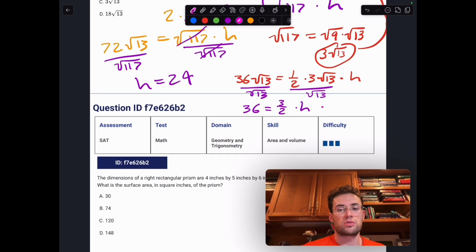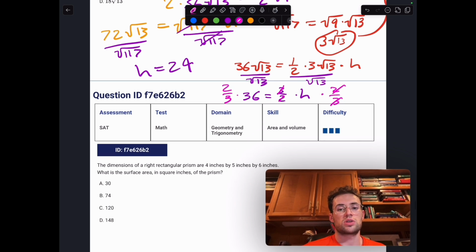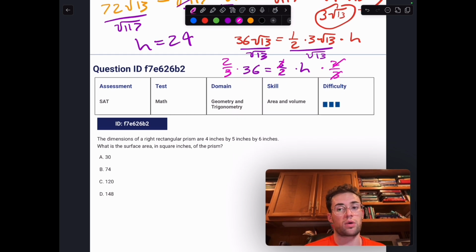And then to get h alone, you just multiply both sides by 2/3, the reciprocal of 3/2. That gives you h is equal to 36 times 2/3, which is 24. All right, so you don't need a calculator to do this one.